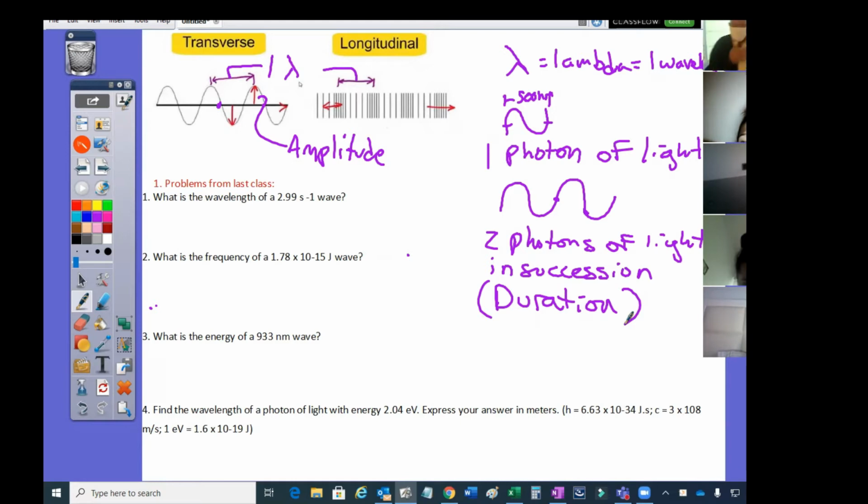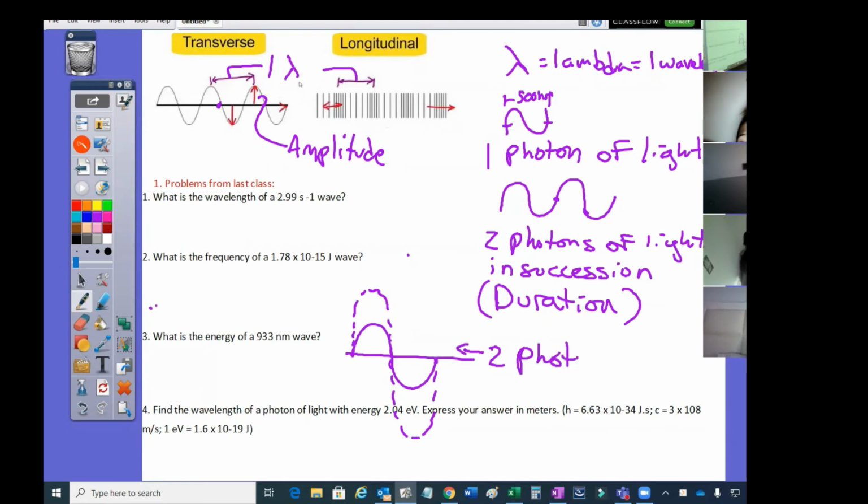But there's another way to depict two photons. Instead of drawing one photon like that, you increase the amplitude, so it's double the amplitude. So the dotted line here represents two photons stacked on top of each other. This is two photons of light at the same time. And that would be called intensity or brightness.